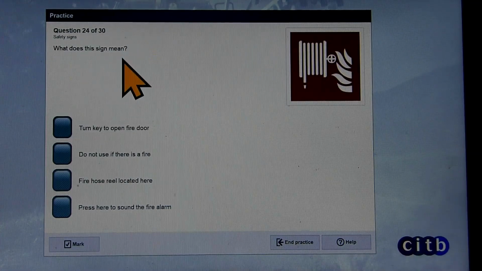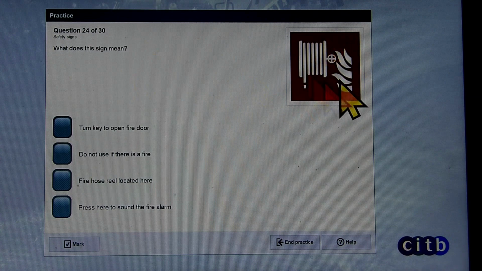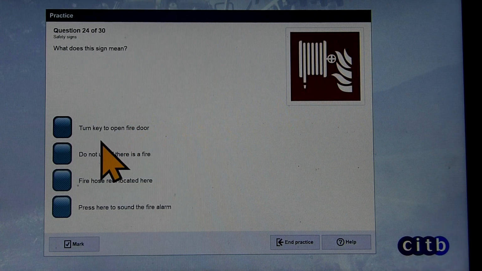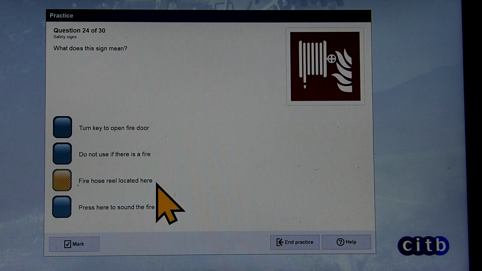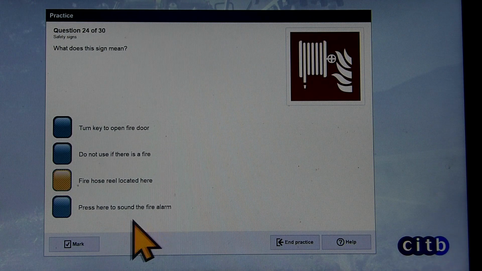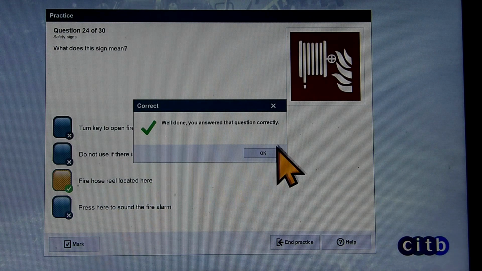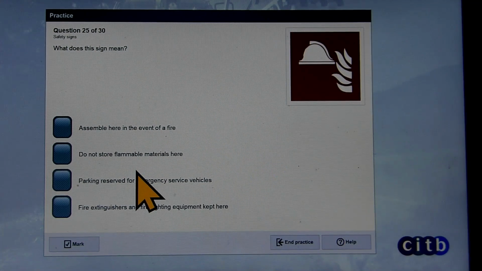What does this sign mean? Turn the key to open the door? Do you see the hose? There is a hose over here. There is a fire and then a hose. Do not use if there is a fire? Fire hose relocated here? Press here to sound the fire alarm? The answer is that one.